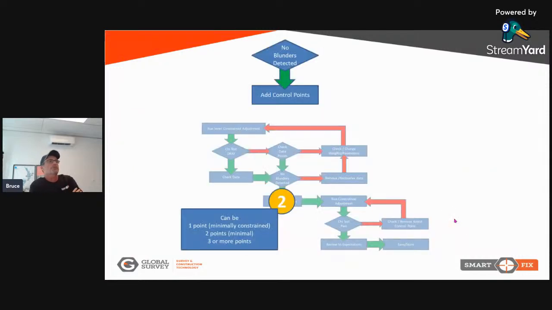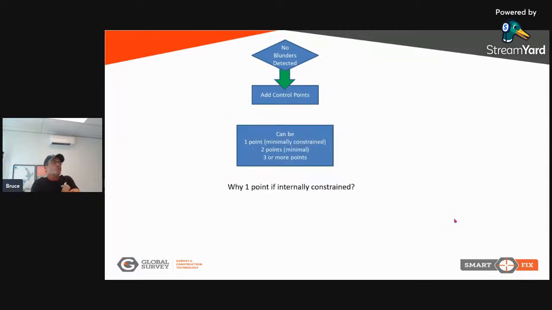Right, so you've got through the first part, you've got no blunders, you now go in and add your control points, okay, and there can be 3 types. Really, you can add 1 point, which is minimally constrained, 2, and you get some sort of minimal constraint, or 3 or more points to keep it really super tight. Why would you add in only 1 point? There are different reasons why you would only add 1 point, and that will just get it into the right place.